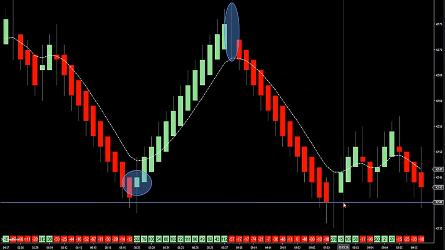So then it came down again to 42.40. We're allowed to take the trade on the first and second test off these supply demand lines, but no more than that. Because what we're looking for on the third test is the market to break down through it.